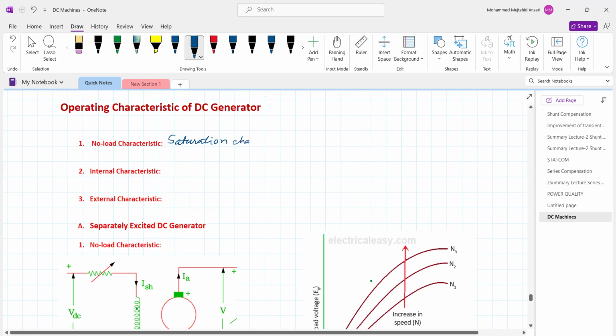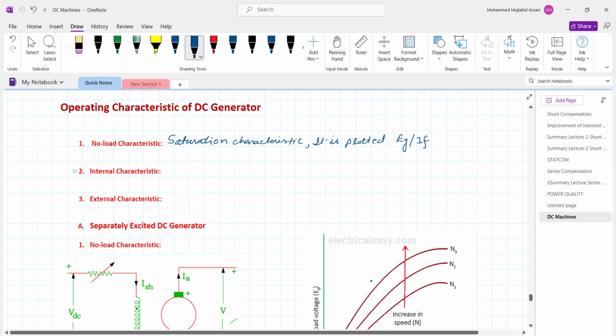The procedure or method is the same for all types of DC generator, whether the generator is separately excited or self-excited. It is represented graphically between the induced EMF, EG, or no load EMF induced, versus the field current or excitation current.